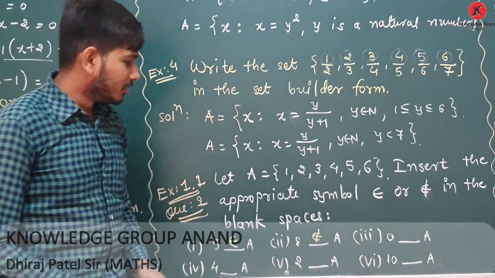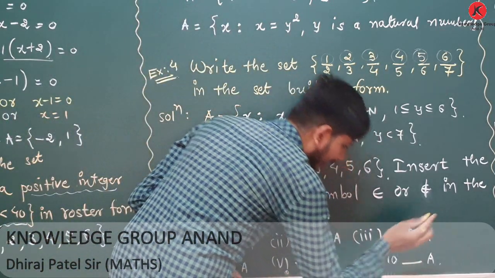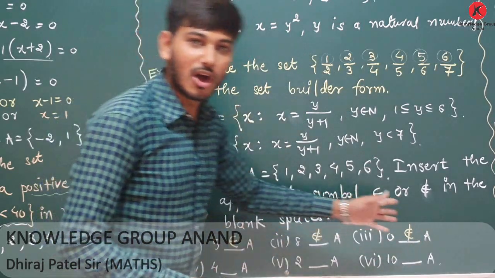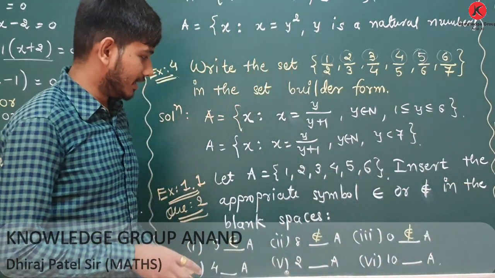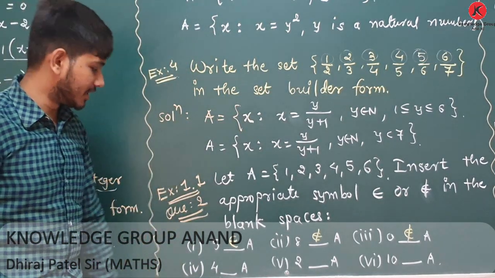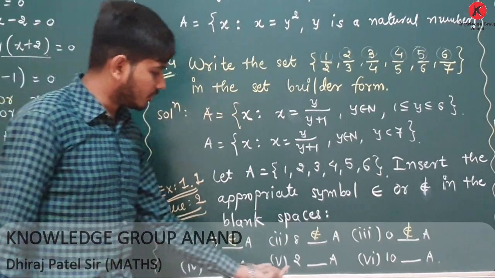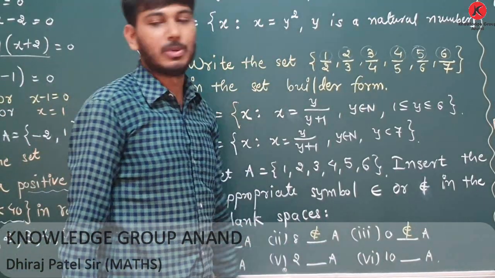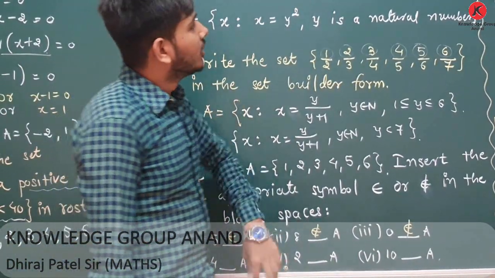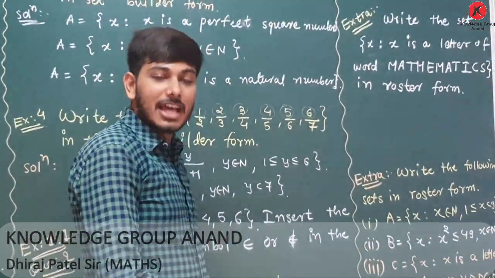You can also put 0. The 0 does not belong to A, because 0 is not an element of set A. Now you have to do question number 4, 5 and 6 in your self practice. Now we are going for the next extra questions.